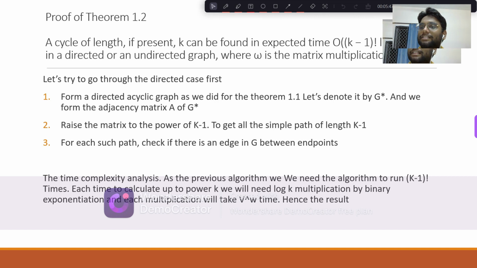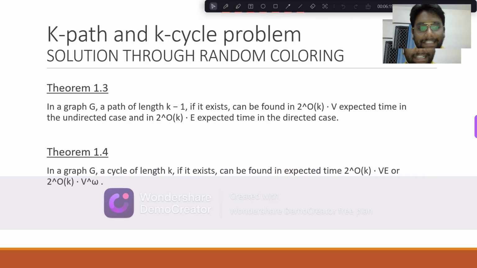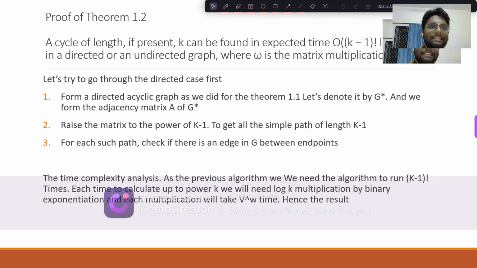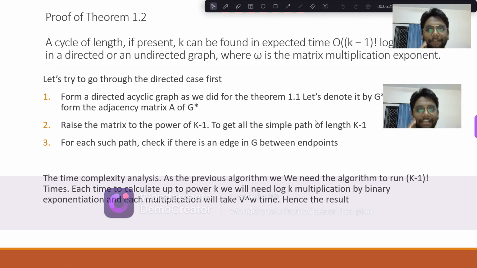Pretty simple, isn't it? So the runtime of the algorithm will be k minus 1 factorial at the beginning, as we have seen in the previous part. Along with that, as we are raising the matrix to the power k, we can use binary exponentiation, so that will just give us a factor of log k. Along with that, to multiply two matrices, we just need v power w time complexity, where w being 2.376, which is the most efficient known algorithm for matrix multiplication. And hence the result which we sought, we have achieved.